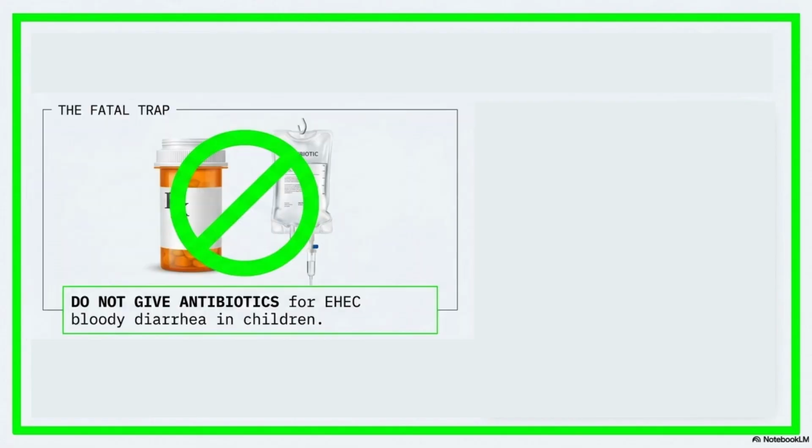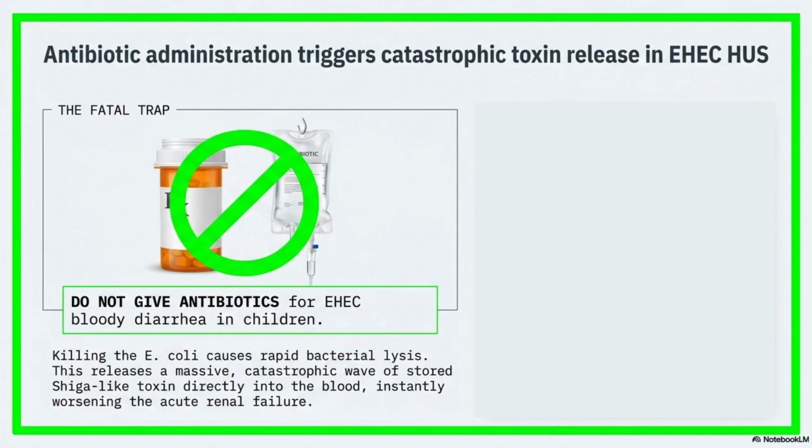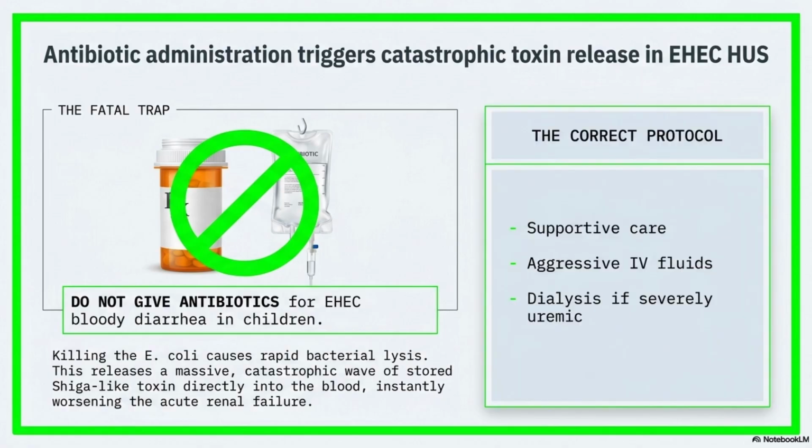Just like TTP had a fatal trap, HUS has a massive one. Do not give antibiotics for EHEC bloody diarrhea in children. Antibiotic administration triggers a catastrophic toxin release. Killing the E. coli causes rapid bacterial lysis, which releases a massive wave of stored Shiga-like toxin directly into the blood, instantly worsening the acute renal failure. So the correct protocol is strictly supportive care, aggressive IV fluids, and dialysis if the patient is severely uremic.